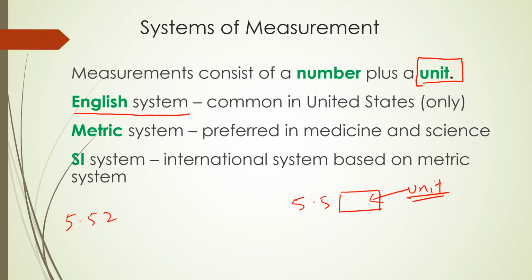The other system is called the metric system. In the metric system, as we will define in a couple of slides, all units are easily converted from a lower quantity to a higher quantity. So it's easy to convert from one to another in the metric system, and it's the most commonly used system. This system is preferred in medicine and science also. The SI system is based on the metric system, so they are kind of the same thing, but SI means standard international, or it's also known as the international system.